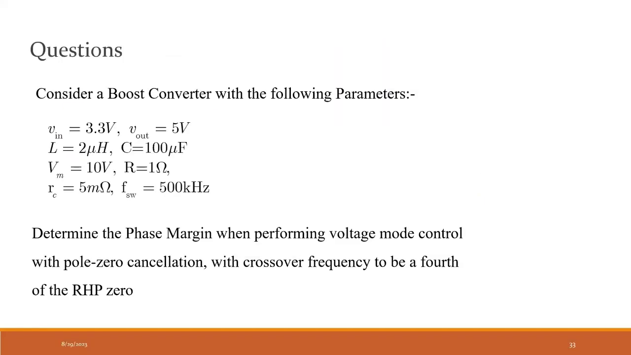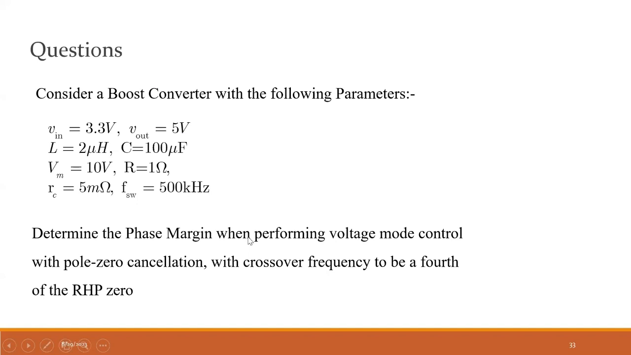So I have made a sample question. Let us consider a boost converter. It has the following parameters. Input voltage is 3.3 volt, output voltage is 5 volt. My inductance is 2 microhenry, capacitance 100 microfarad. My ramp voltage is 10 volt. My load resistance is 1 ohm. This is my ESR of the capacitance, and this is my switching frequency of 500 kilohertz.